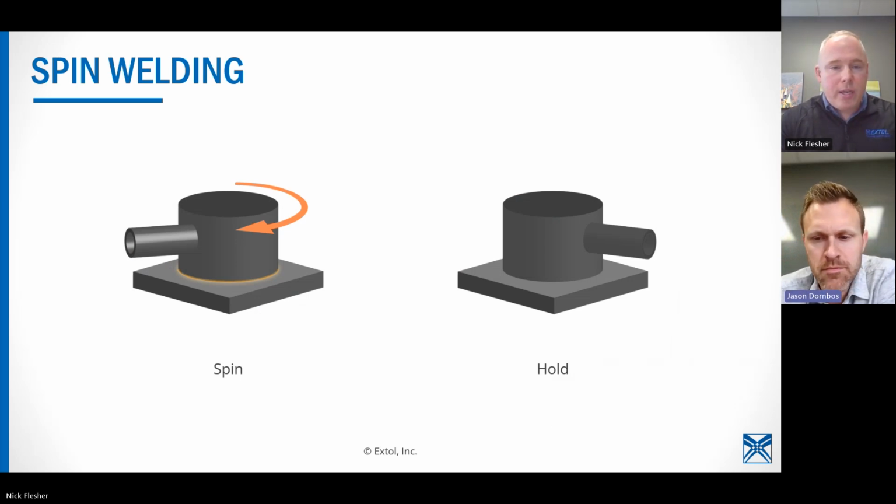Spin welding, just real briefly, is a pretty simple process. It's a friction welding process. You're spinning one part.